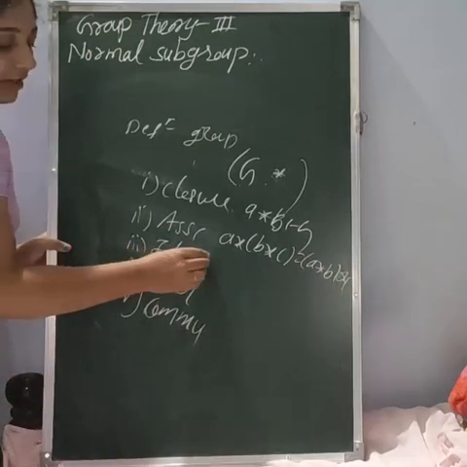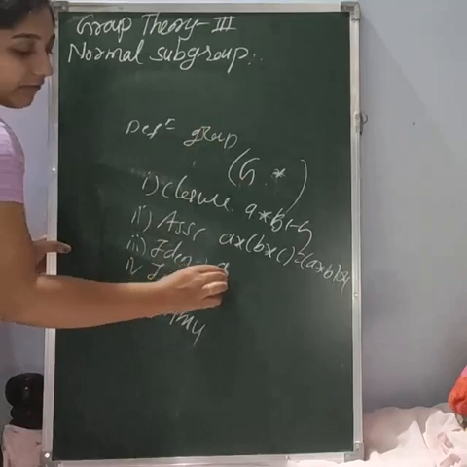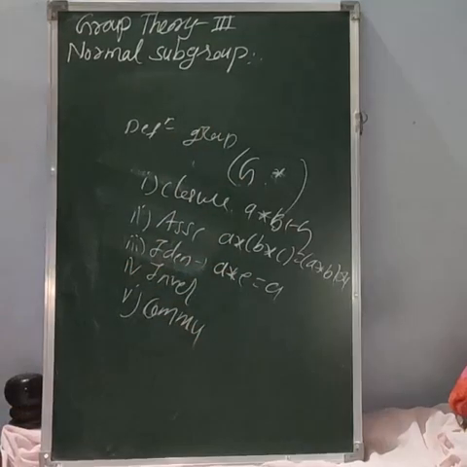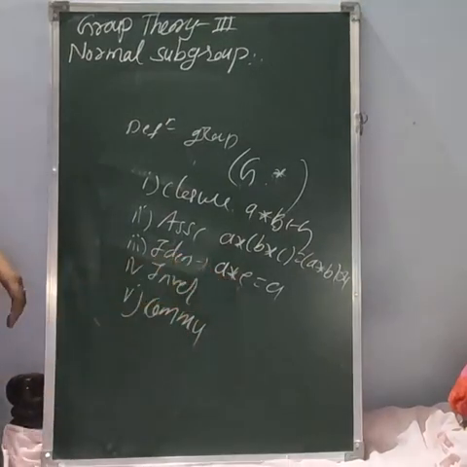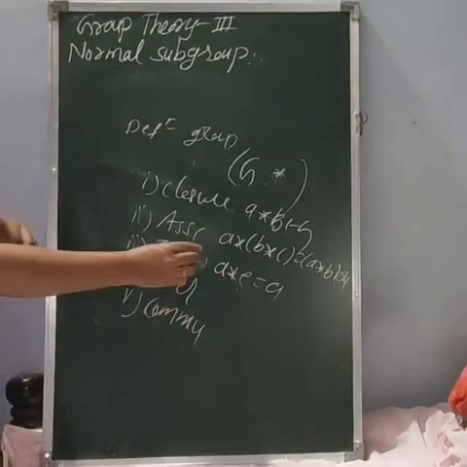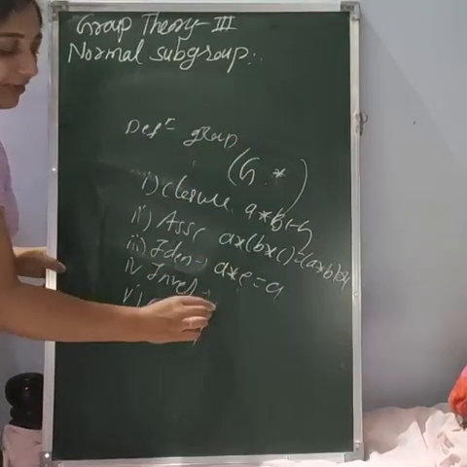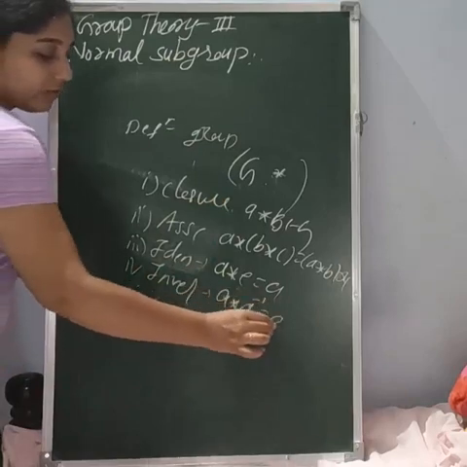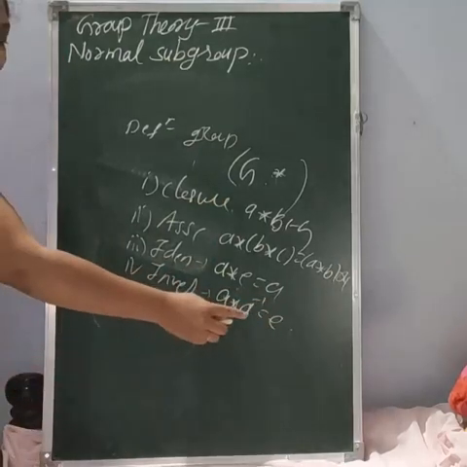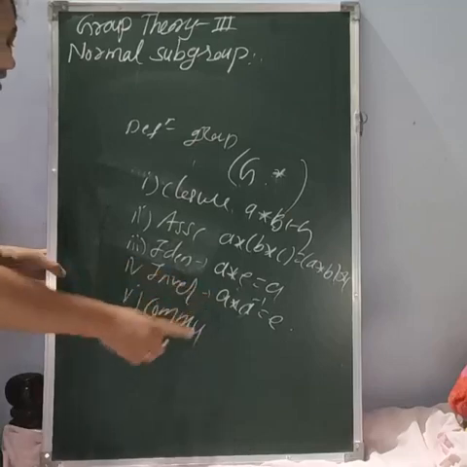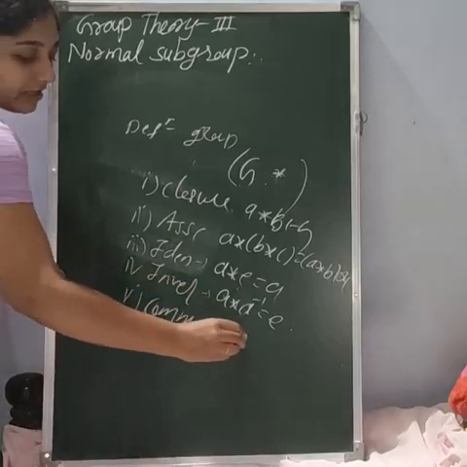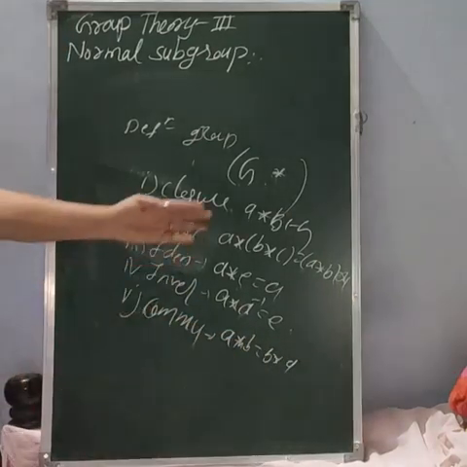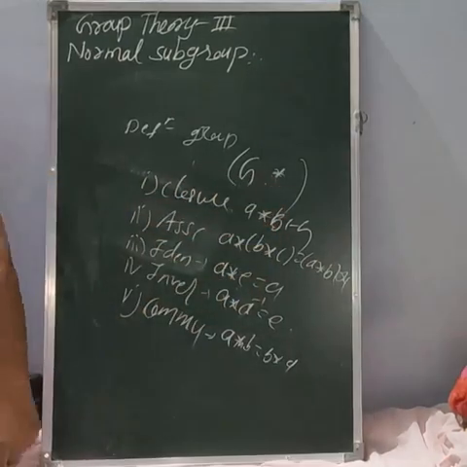What is identity? If you take any element a, then we want a star e to be equal to a. If it satisfies this condition, then we can say e is the identity element. Now what is inverse? For each and every element a belonging to G, if a star a inverse is equal to e, then we say a inverse is the inverse of a. And commutative is, if you take any two elements, then we want a star b to be equal to b star a.